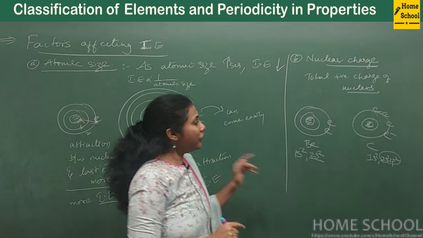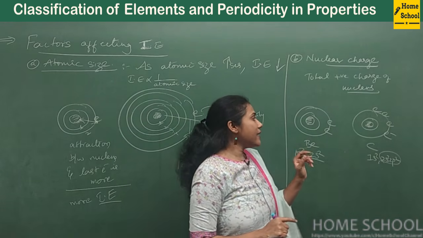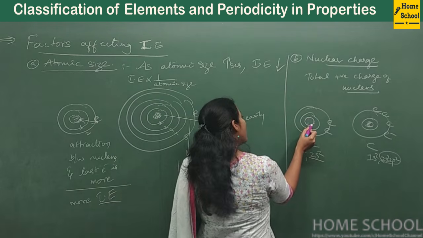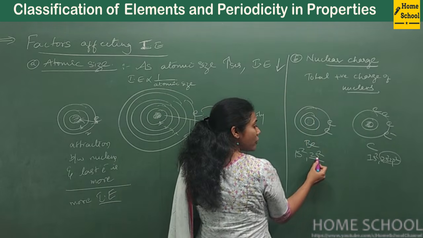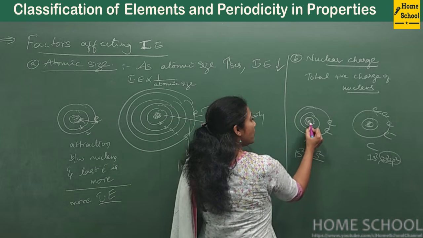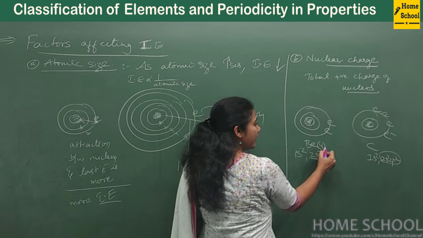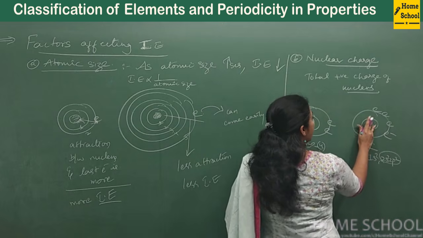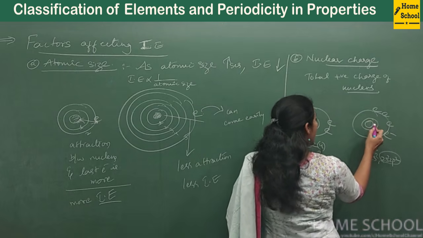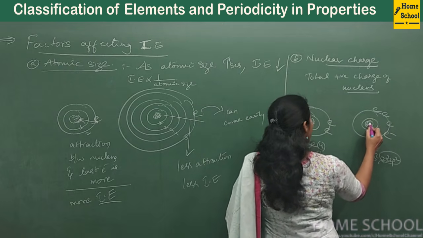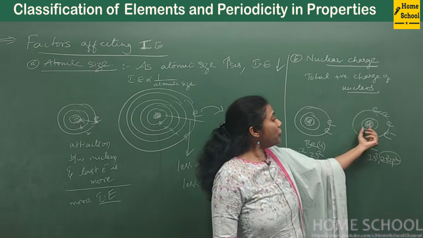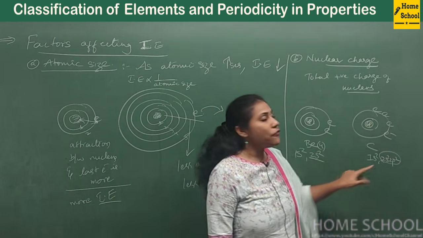Fine. Can you tell me in which case nucleus is more positive? See here, how many protons are there inside the nucleus of beryllium? It is 4 protons, atomic number 4, right? 4 electrons and 4 protons would be there. Whereas in carbon, how many protons are there inside the nucleus? 6 protons, right? So, you see, more positive charge you will observe in case of carbon.